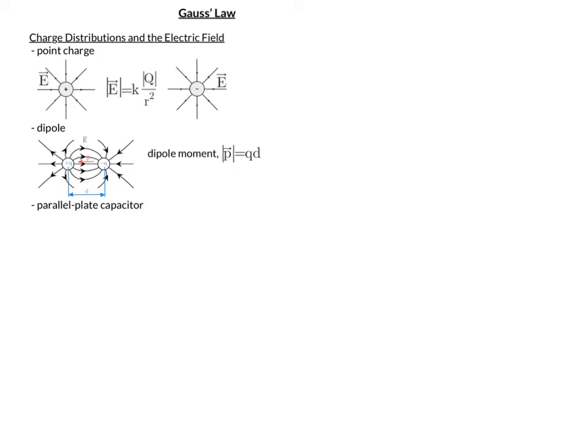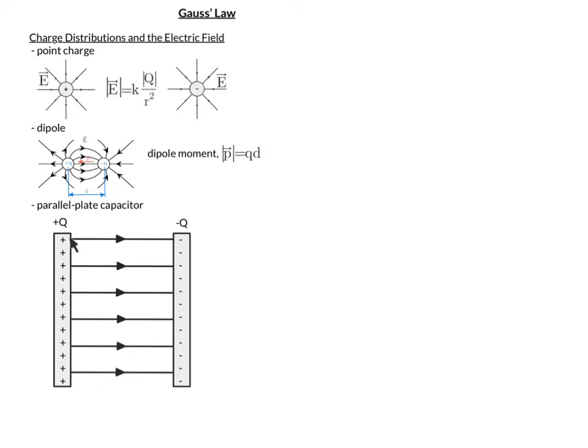Now another configuration is the parallel plate capacitor. So here we have a positive plate facing a negative plate. So they're parallel plates and they store charges on these plates. There is a separation here. There is nothing in between the two charges, so that we can't have electrons hopping across. They don't move from one side to the other of the capacitor.